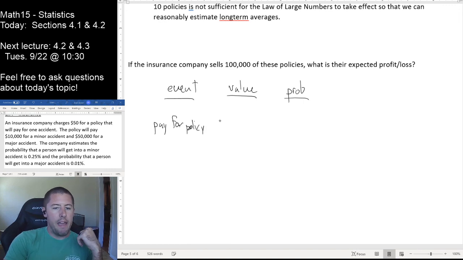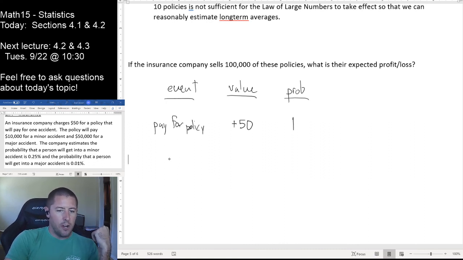Now, if I pay for the policy, the value associated with the insurance company, and again, we're looking at this from the insurance company's perspective, if one person pays for the policy, then they are gaining $50. And if they pay for the policy, what's the probability that they get $50? Well, there's a 100% chance. So I'm just going to say the probability that they get $50 if I pay for the policy is a 100% chance. Everybody involved in this has to have paid for the policy.